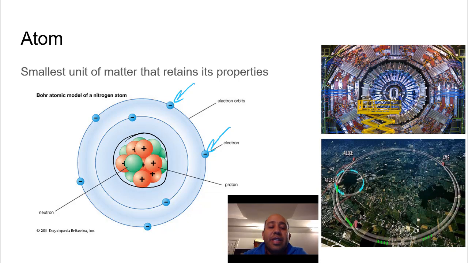So if you were to break this nitrogen atom over here on the left down, it wouldn't be nitrogen anymore, because nitrogen has 7 protons in the nucleus and it has 7 electrons around it. So once you break it up, it's no longer nitrogen. While it has 7 protons in the nucleus, there are 7 pluses here, as you can see. 1, 2, 3, 4, 5, 6, 7. While you have 7 protons, it is nitrogen. So it retains the properties of nitrogen as long as it has those 7 protons in the nucleus. But once you break it up, like in the super collider over here on the right, it's no longer nitrogen.